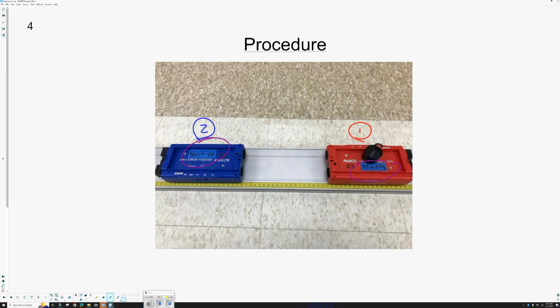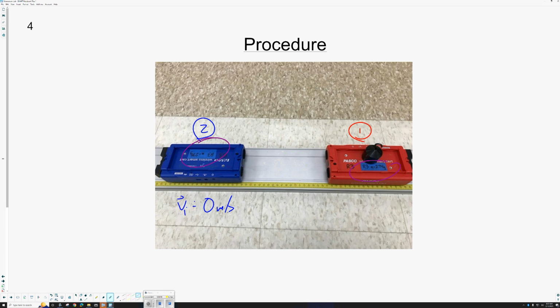Now, cart number 2, I should say, the blue one, in each trial will start with an initial velocity of 0 meters per second. It's going to be at rest. Every single time, cart number 2 is going to start at rest. Okay, that's essential to the way that we do this procedure, that one starts at rest for each trial.